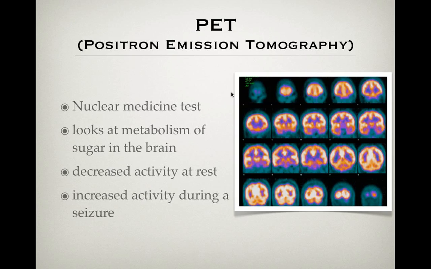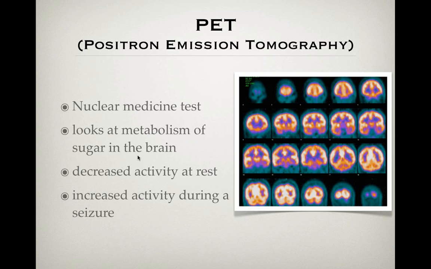PET stands for positron emission tomography, and it's pretty interesting the way that they do this. They need to put an IV in and inject a nuclear medicine. It's actually a sugar molecule with a radionucleotide, so a very tiny radioactive material that's tagged onto that sugar, and that's taken up by the brain and helps us understand how the brain is metabolizing or using sugar.